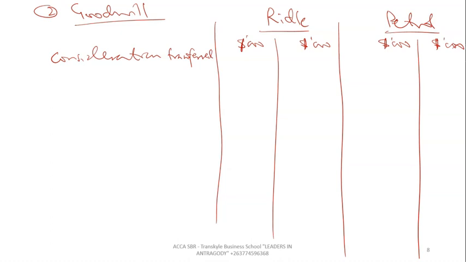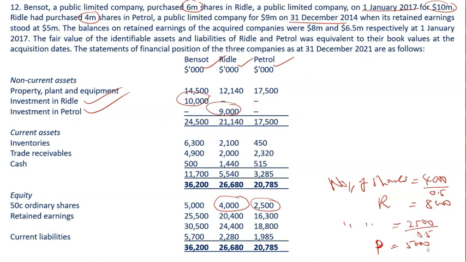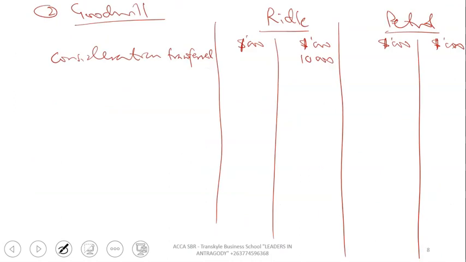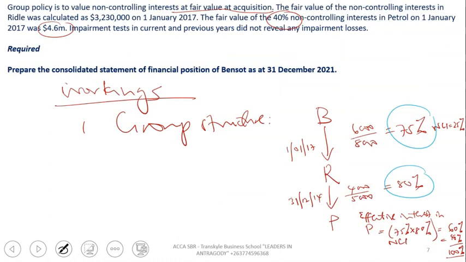We are told that in Redo, they transferred 10 million. And in Petrol, they transferred 9 million. If you visit your question here, they're saying they transferred 9 million for those 4 million shares. So when you come here, ladies and gentlemen, remember, you have established that B is the parent, R is the subsidiary, but P is a subsidiary. Why? Because it is a subsidiary of a subsidiary, R. So P is a subsidiary. So the effective interest in P is actually only 70. In the view of B or the group, B did not actually purchase 80% in R.